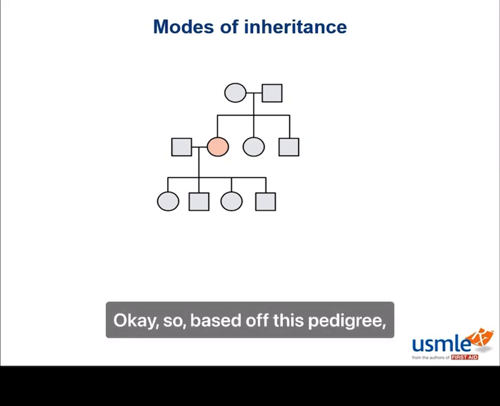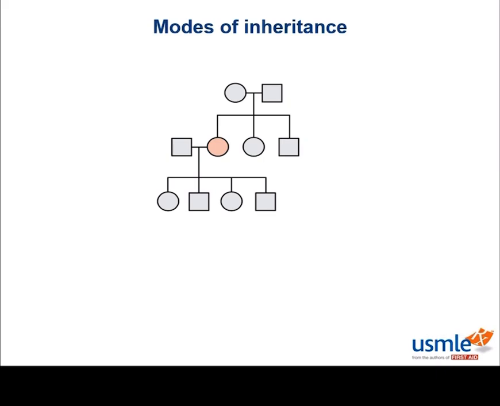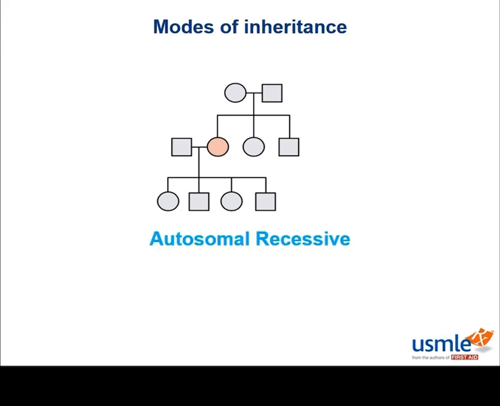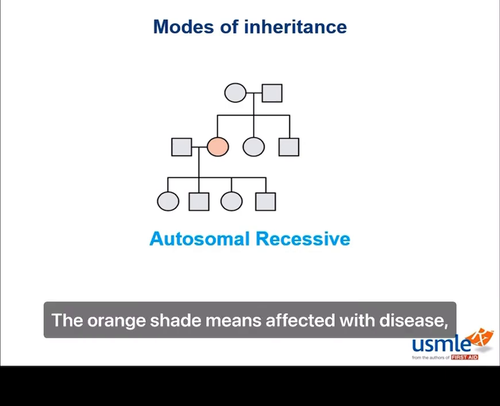Okay, so based off this pedigree, can you tell me what type of inheritance pattern this is? This is an autosomal recessive inheritance pattern. And just to make note of it now, the circles denote the female sex, squares denote male sex, the orange shade means affected with disease, while the gray shade means unaffected with disease.